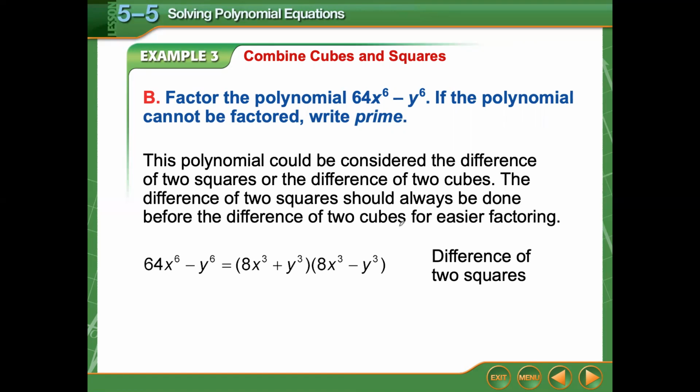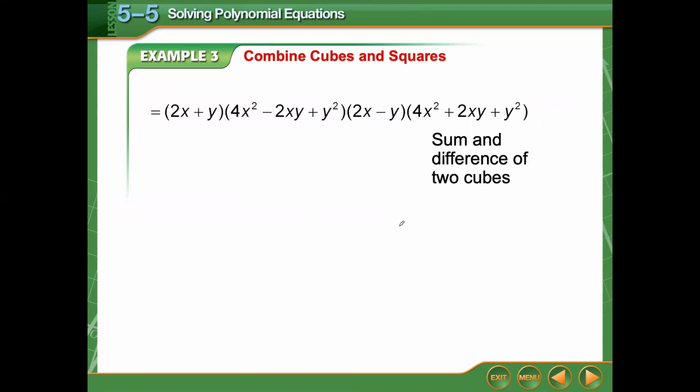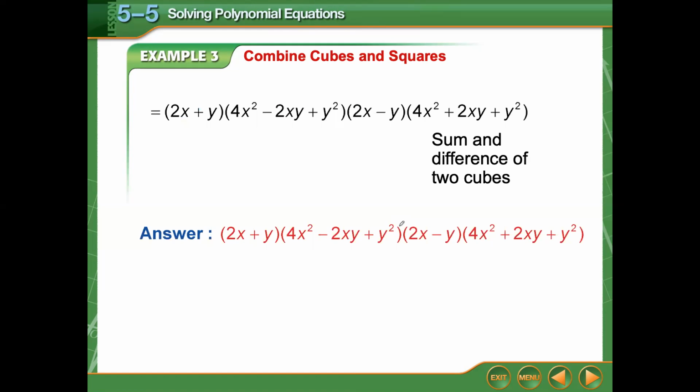So when we do a difference of 2 squares, we end up with 8x cubed plus y cubed and 8x cubed minus y cubed. With this, we can now go ahead and do a sum and difference of 2 cubes. We just follow the pattern that they give us, and it factors everything out. So 2x plus y times 4x squared minus 2xy plus y squared times 2x minus y times 4x squared plus 2xy plus y squared. You're just following the pattern to fill that one out.